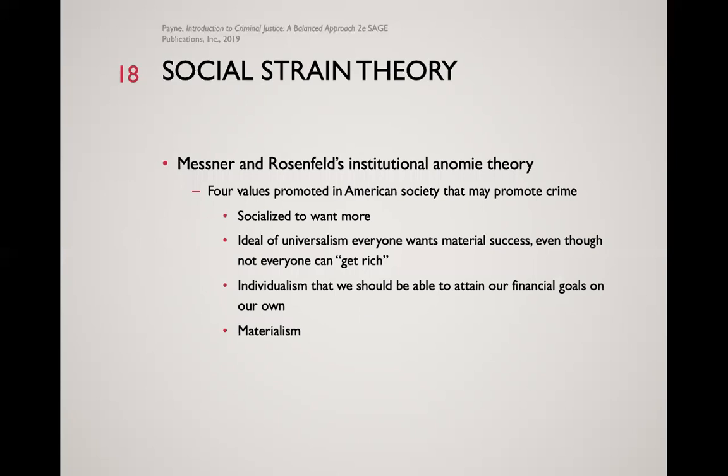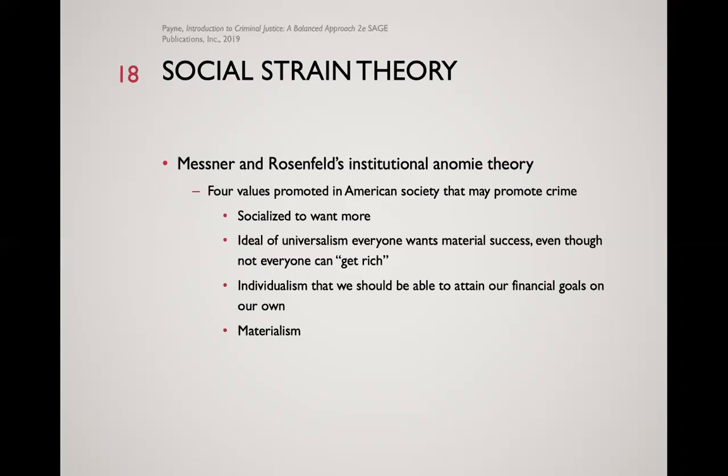So social strain theory was also applied to Messner and Rosenfeld's institutional anomie theory. These are the four values promoted in American society that promote crime. So we're socialized to want more. That is the American dream. We always want more.